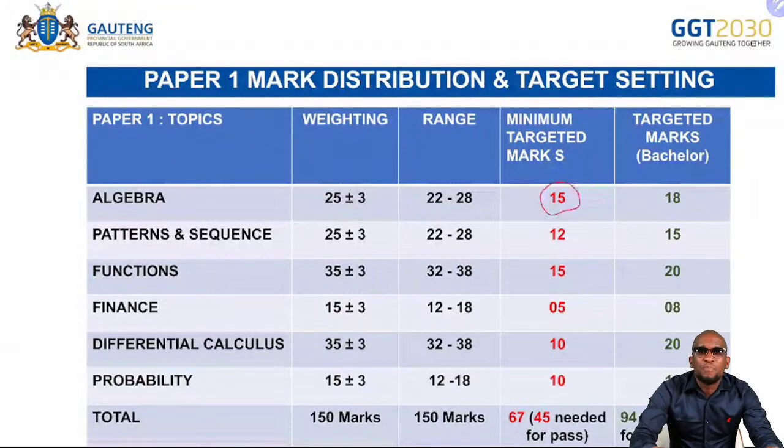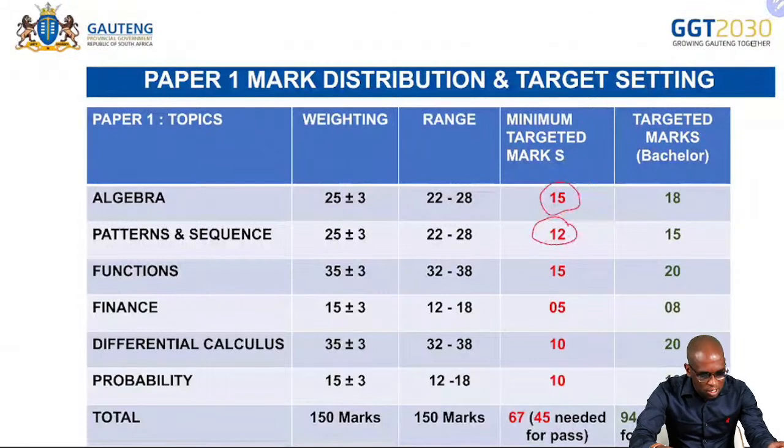But I know you'll aim for way more than 15 marks. That's what we want from you. Right, in patterns and sequences, same weight as algebra, 22 to 28 marks, the range. And then the minimum marks you can aim at is 12 marks. That's just the minimum. Remember, you should always aim to get more than that.